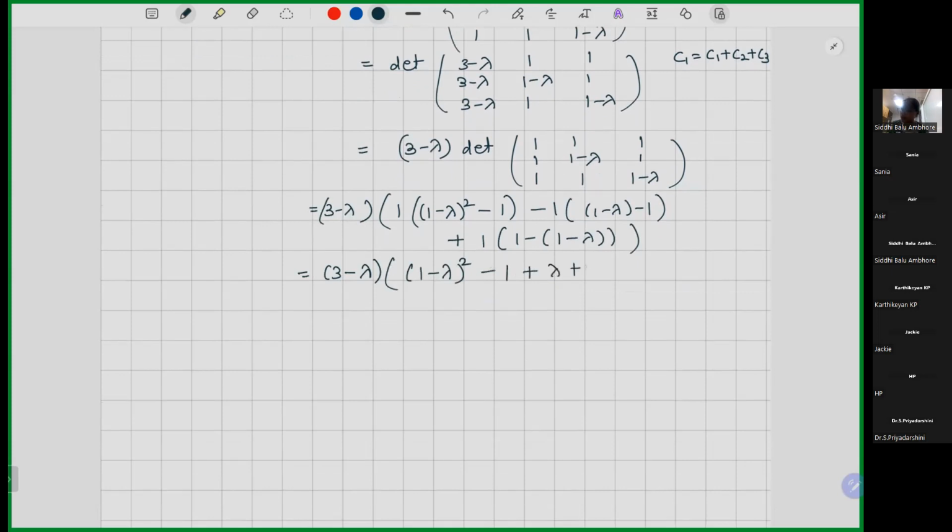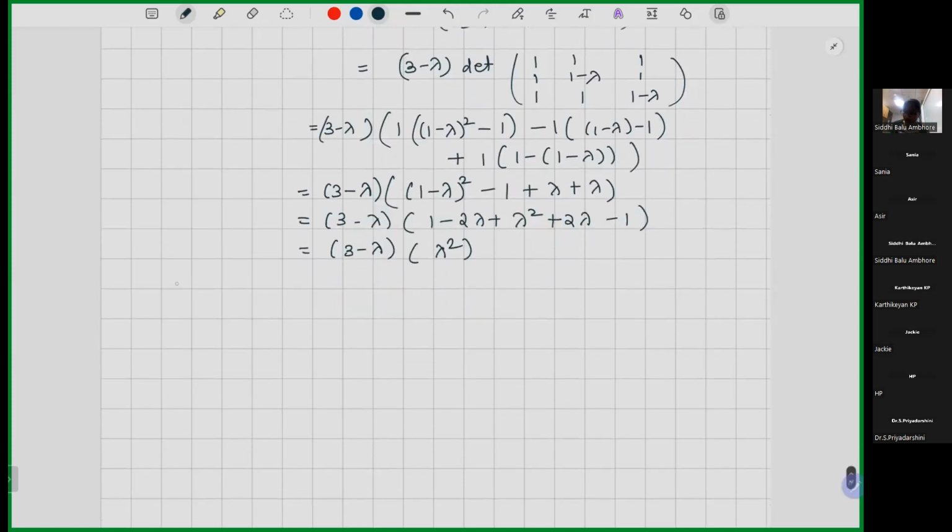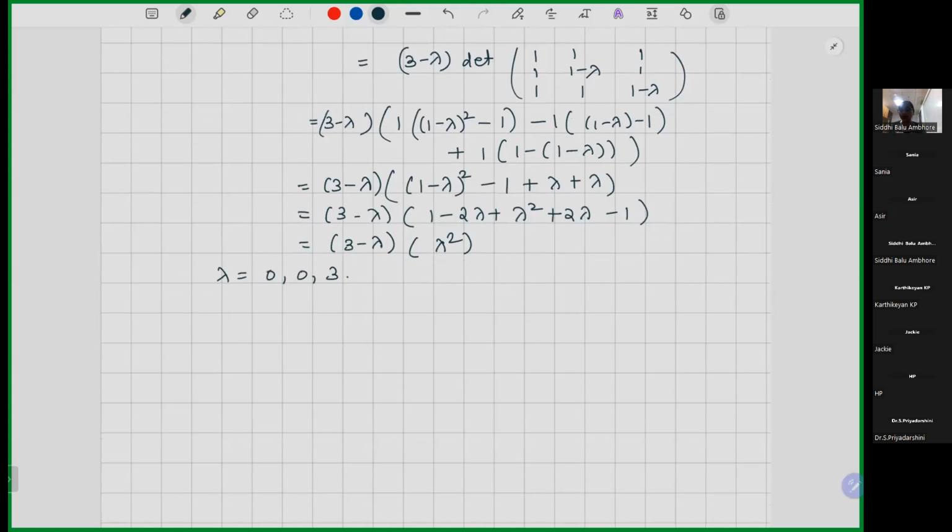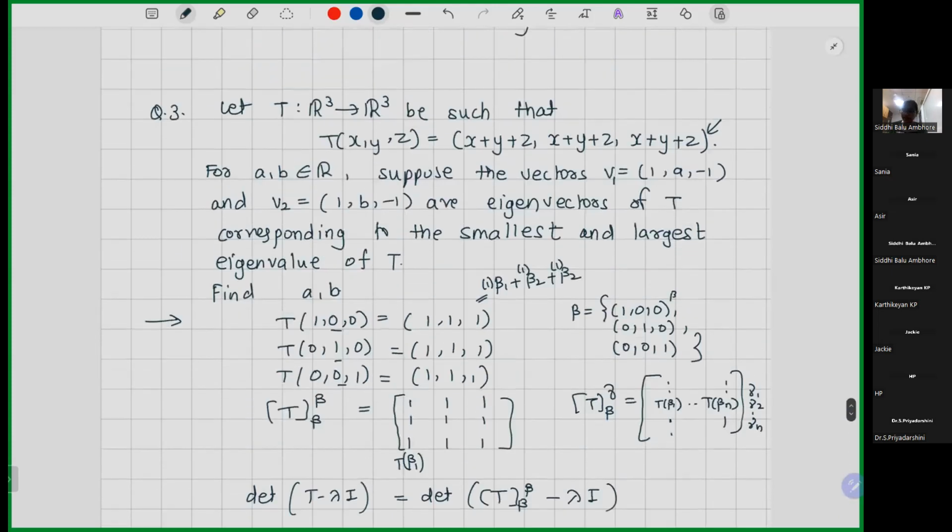This will give me (3 minus lambda) times (1 minus 2 lambda plus lambda square plus 2 lambda minus 1). So this is (3 minus lambda) into lambda square. The 1 and the 2 lambdas get cancelled. So lambda has possible values 0, 0 and 3. So they are saying that this V1 corresponds to the smallest eigenvalue, which is 0.